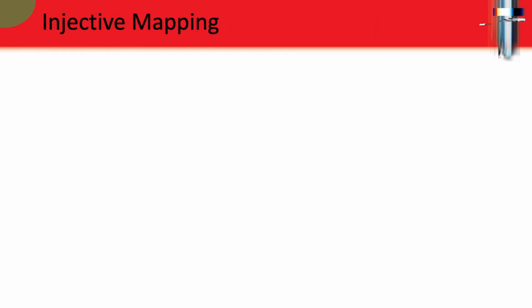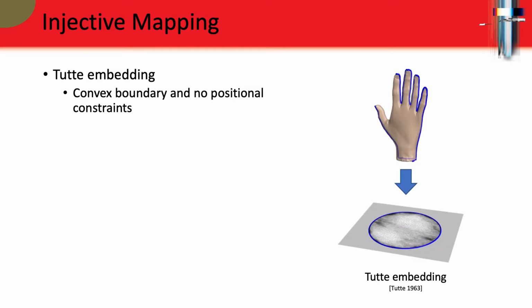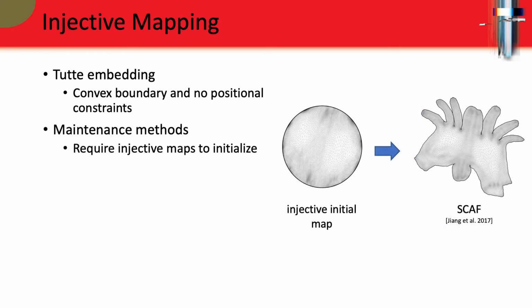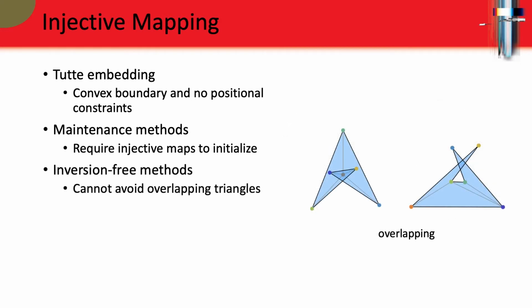Existing methods for injective mapping are not designed for arbitrary positional constraints. The classical method, Tutte embedding, can guarantee injectivity but needs to fix a convex boundary and doesn't support positional constraints. Barrier-based methods need injective maps to initialize, which are not generally available when there are positional constraints. Inversion-free methods focus on removing inverted triangles, however, they cannot avoid overlapping between triangles.